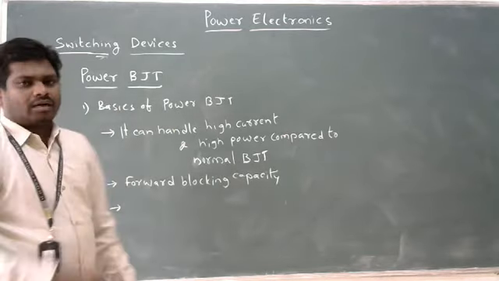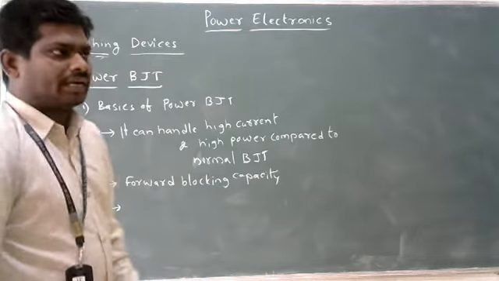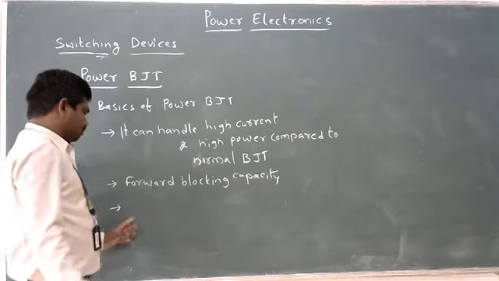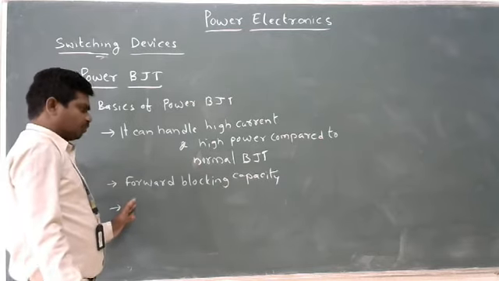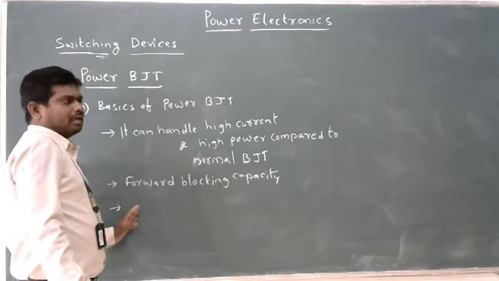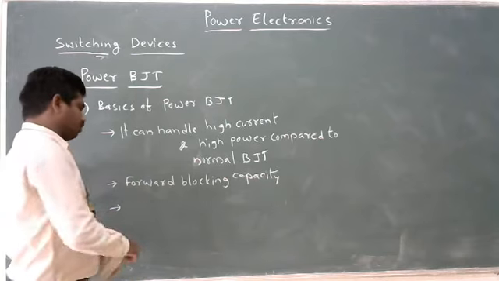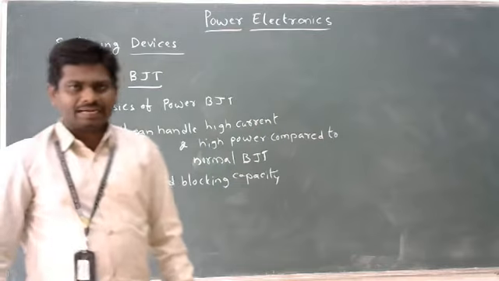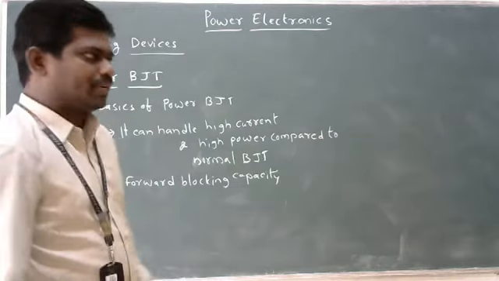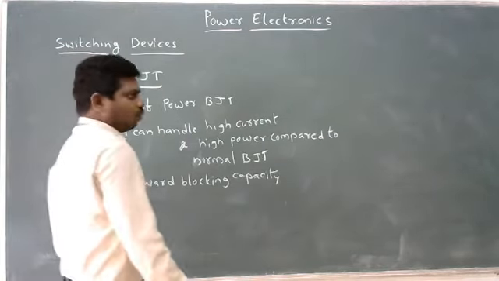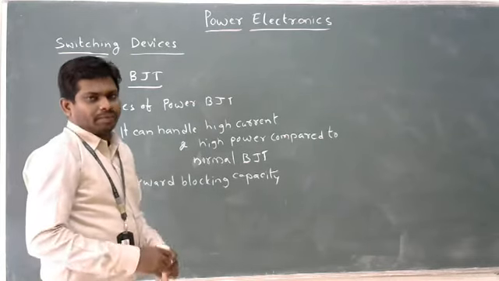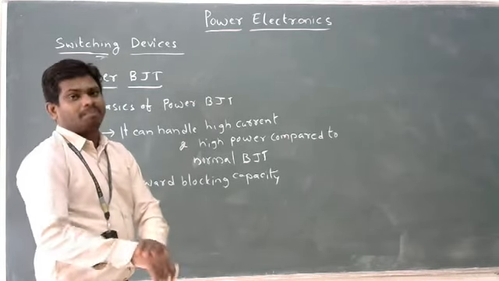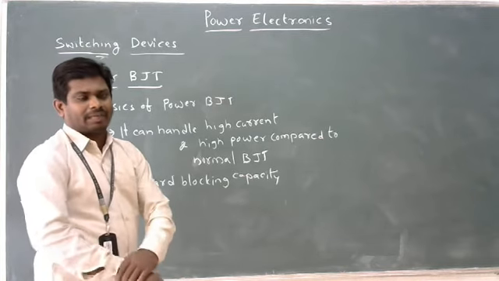And basically it is a vertically oriented structure. Due to the vertically oriented structure, it has forward blocking capacity, and based on the structure also you can say forward blocking capacity. And the gain: this BJT has more gain compared to the normal BJT, which we use in signal level applications.